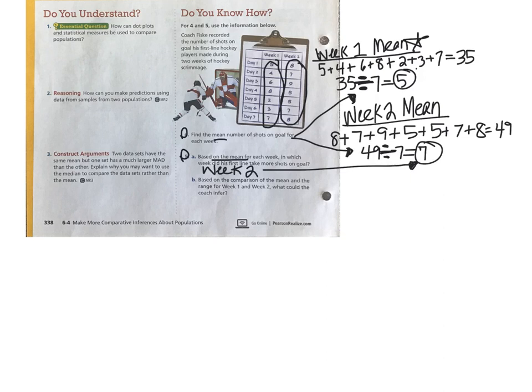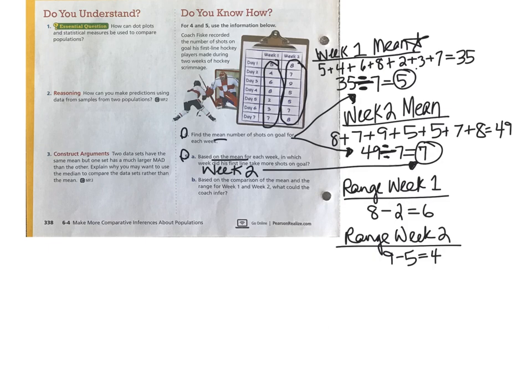Okay. Based on the comparison of the mean and the range for week 1 and week 2, what could the coach infer? Well, before we make that inference, we need to look at the range for each of those weeks. The range for week 1 can be found by subtracting the least number of shots from the greatest number of shots. In this case, 8 take away 2. So the range for week 1 is 6. In week 2, the range is 4 because the greatest number of shots was 9 and the least number of shots was 5. So what kind of inference could the coach make?